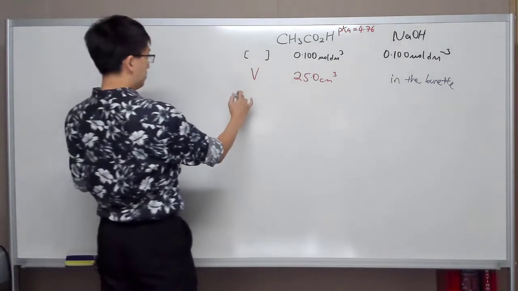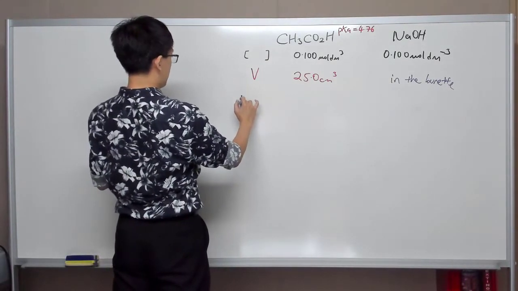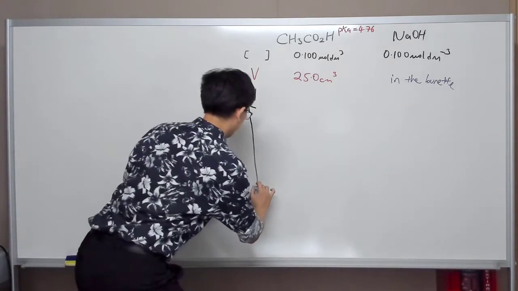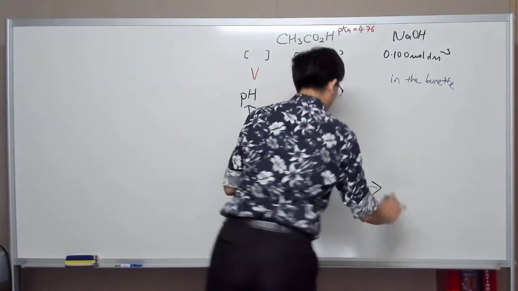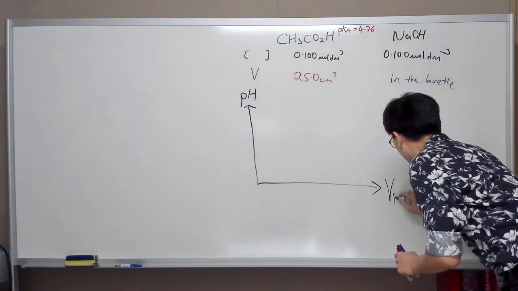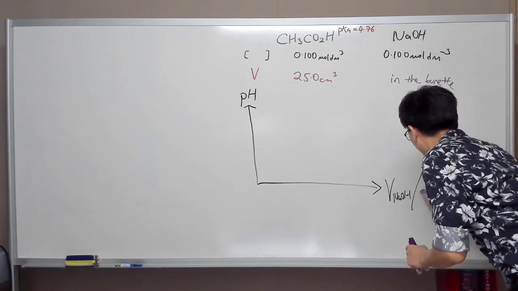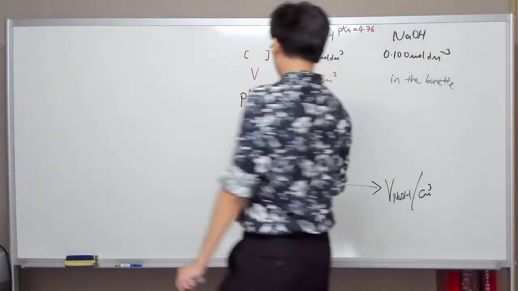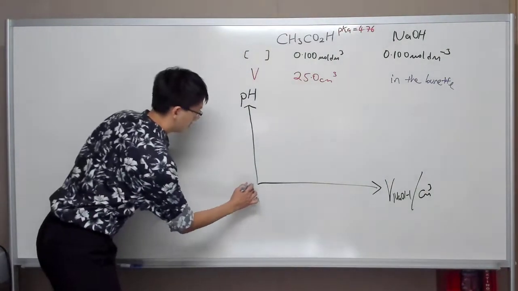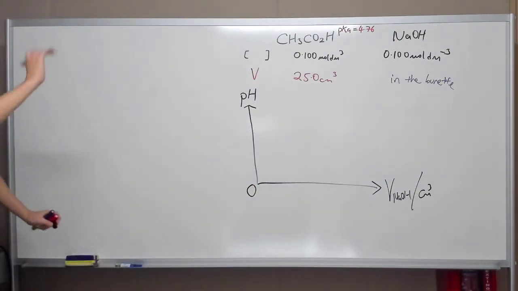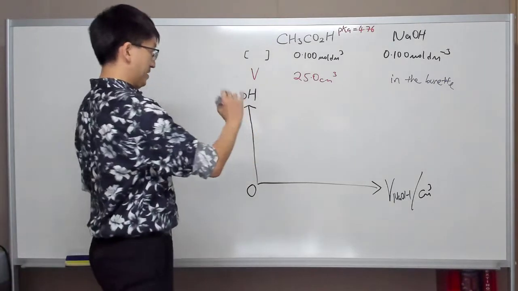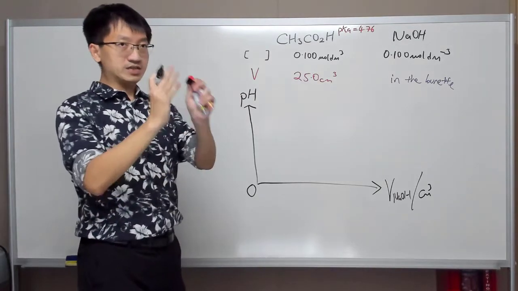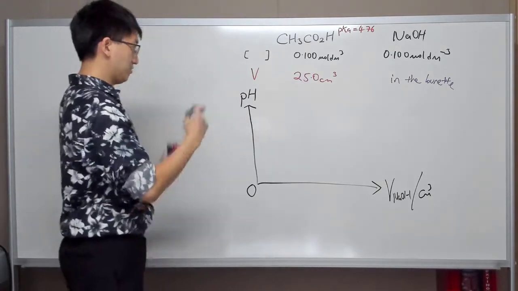I'm going to have pH as the y-axis, and then the volume of sodium hydroxide over here. Like this. So this is a titration curve, and I'm going to have a 0 over here. Normally, when you draw your titration curve, because this is a monobasic acid, there will only be one equivalence point.